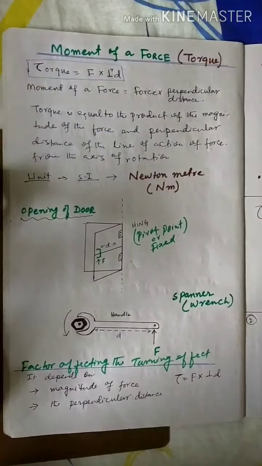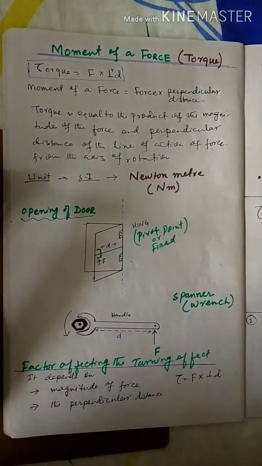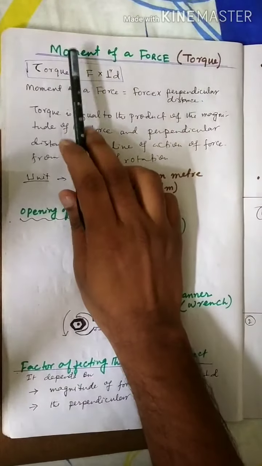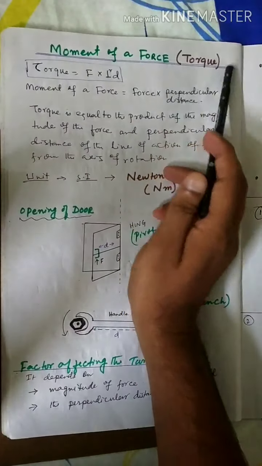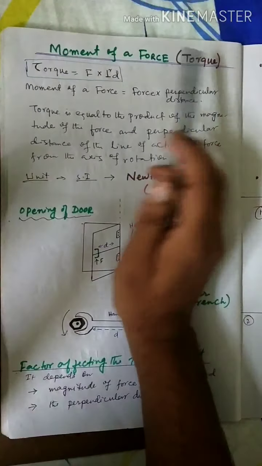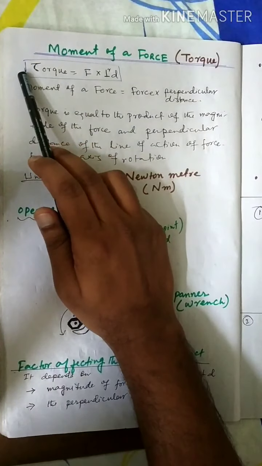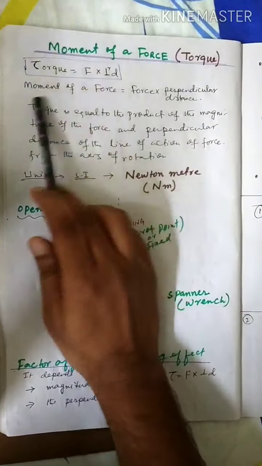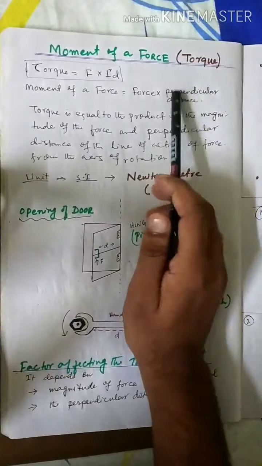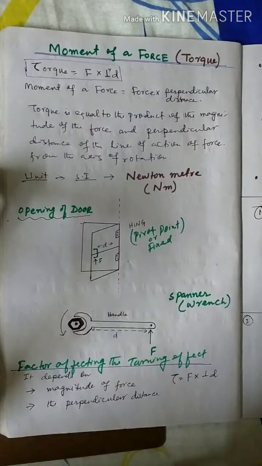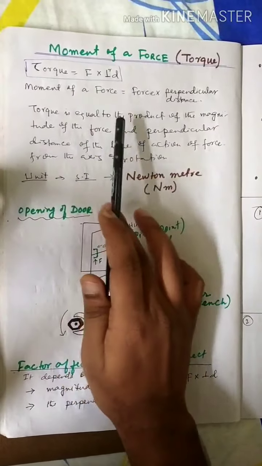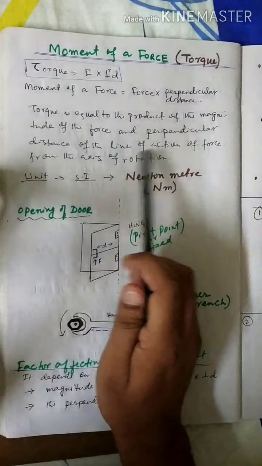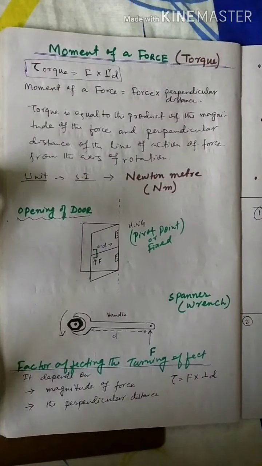So in this chapter, this one is very important. What do we mean by moment of force or turning effect? Look at the formula. Moment of force is also known as torque, T-O-R-Q-U-E, and torque is equal to force into perpendicular distance. Torque is equal to the product of the magnitude of the force and the perpendicular distance of the line of action of the force from the axis.